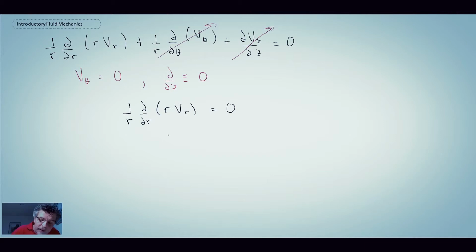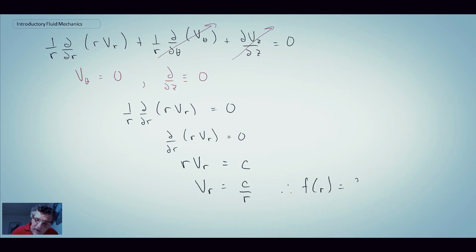So we then get partial by partial r of r V_r equals 0. And if we integrate that, what we will get on the left-hand side is r V_r, and on the right-hand side would be a constant of integration, which I'll just call constant C. So with that, we can say V_r is C over r, and therefore, f of r is just C over r. So what does that mean? That means that the velocity is going to reduce as we move out in the radial direction in a 1 over r manner.